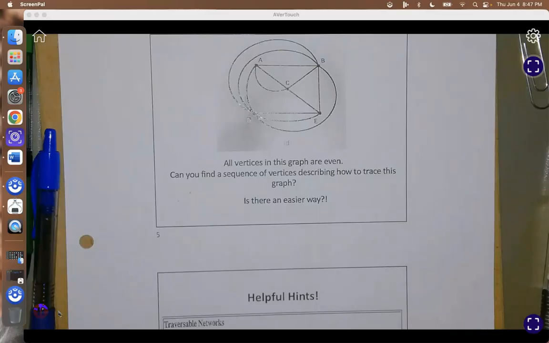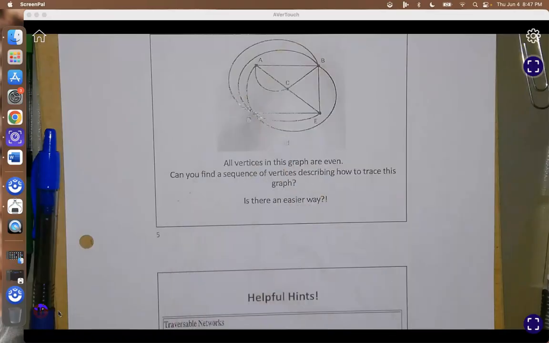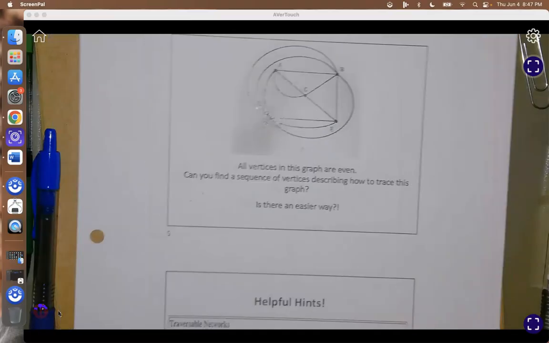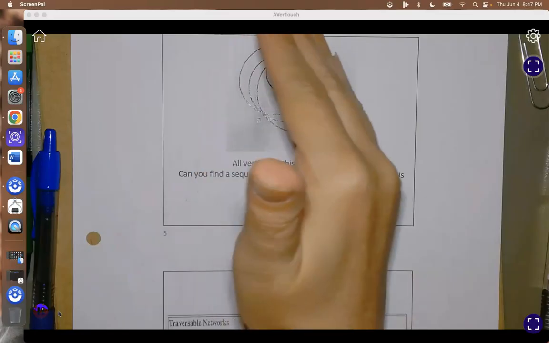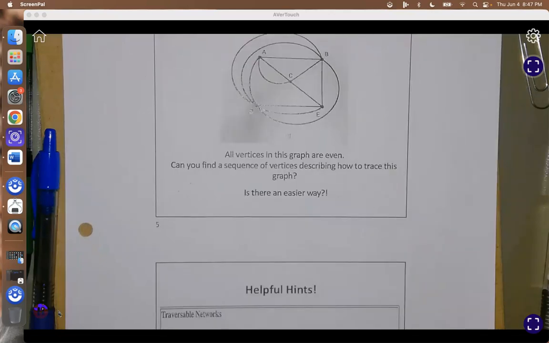So all vertices in this graph are even. You can take my word for it, or you can sit there and count them all. That's entirely up to you. I really don't know why that's blurring right there, but anyway, can you find the sequence of vertices describing how to trace this graph? I don't want to do that. You can do that if you want, but there are some helpful hints.